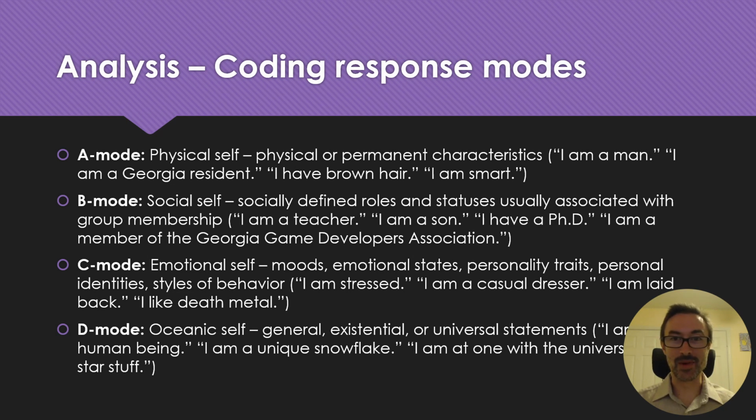Let me go through some. Number 1, I am a man. That is an A mode characteristic because it is something physical about me. You see it on my driver's license or birth certificate. It's permanent. It's physical. Number 2, I am caffeinated.